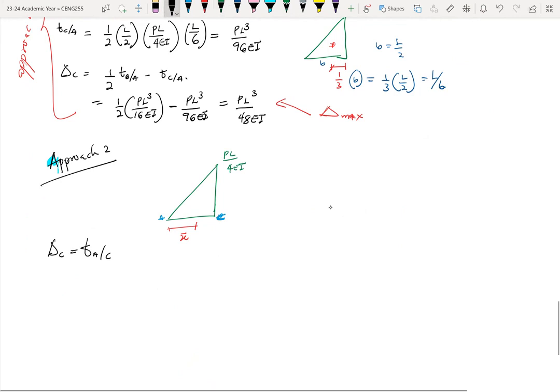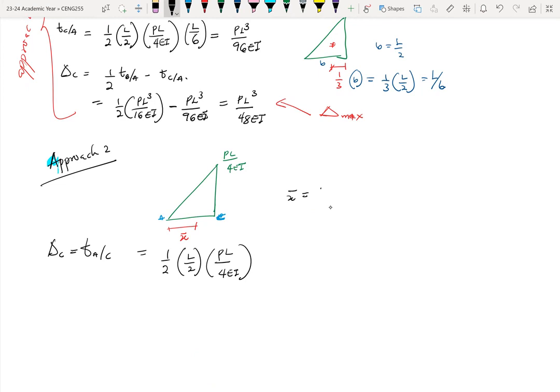So TAC will be equal to half. The base is L over 2. The height is PL over 4EI. Here, your X bar is 2/3 of B. Again, B is L over 2, so it becomes 2 over 3 times L over 2, and that'll give us L over 3. So here becomes L over 3.